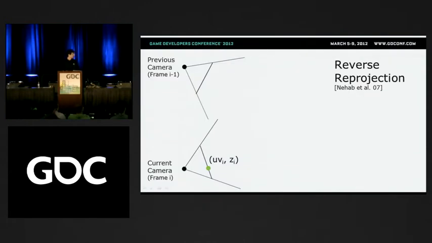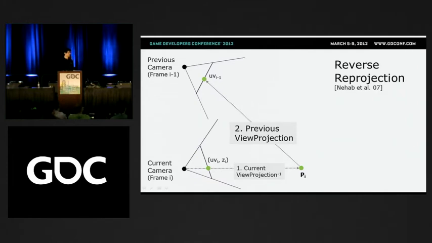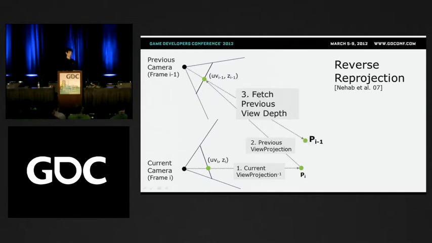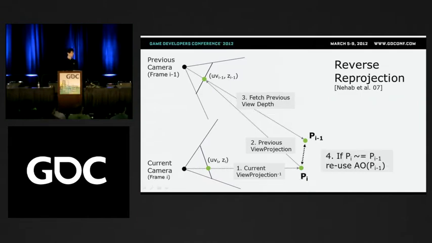Okay. All right. So we start from the current camera, from a given pixel, and unproject that pixel to world space based on the UV and the Z, and then project that position to the previous camera, which gets us a UV value in the previous camera space. And then unproject that again to world space. So now we have two world space positions for the same original point. And if those two positions are more or less the same, that means that the point didn't move too much between frames and it was available in the previous frame, then we can reuse the AO value from the previous frame. That's the basic idea of reverse reprojection from Nehab et al. 2007.